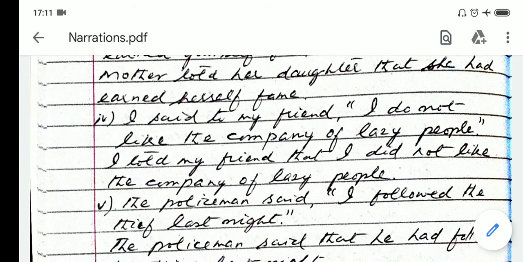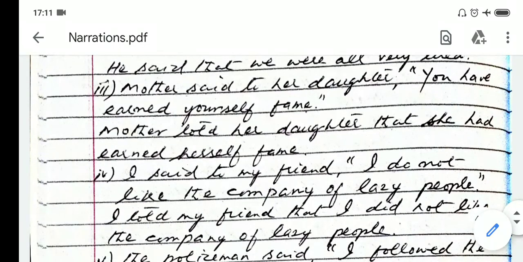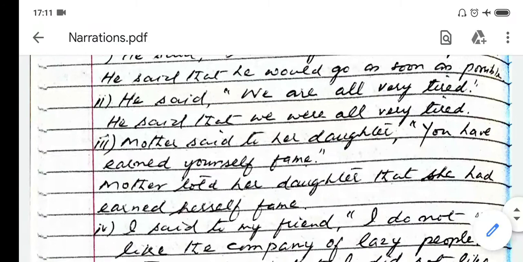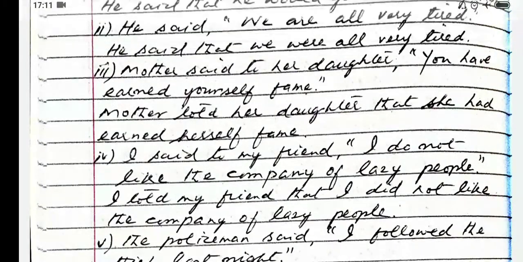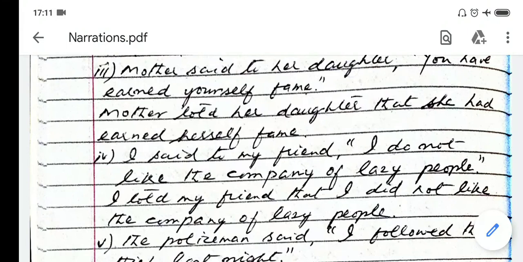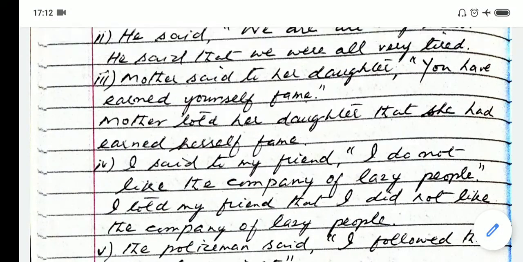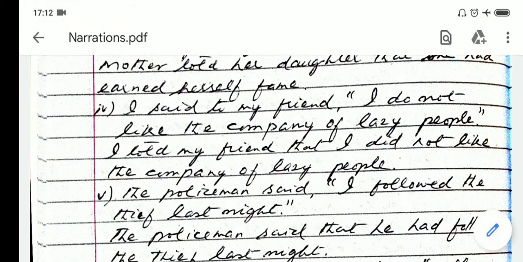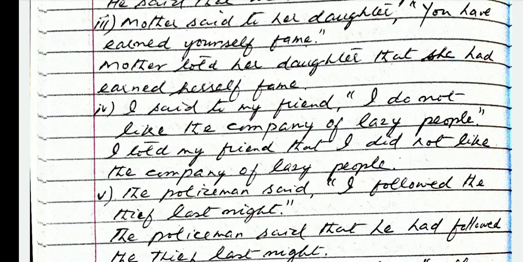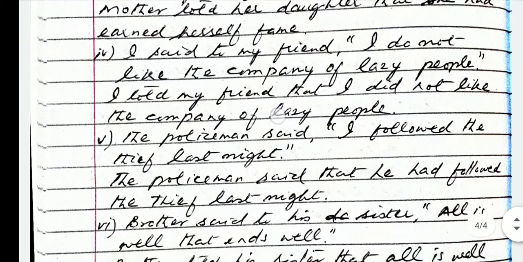If there is only one person, like I said in the previous cases, in this case "he said," the said will not change into told because there is only one person, the speaker. There is no second person. In this case there are two persons, I and friend. In the previous case there were two persons as well, mother and daughter. So said to was changed into told. Similarly, I said to my friend, in this case said to will change into told. I told my friend that I did not like the company of lazy people. Do will change into did because present indefinite will change into past indefinite according to the rules, and with did we always use the first form of the verb, that is like.